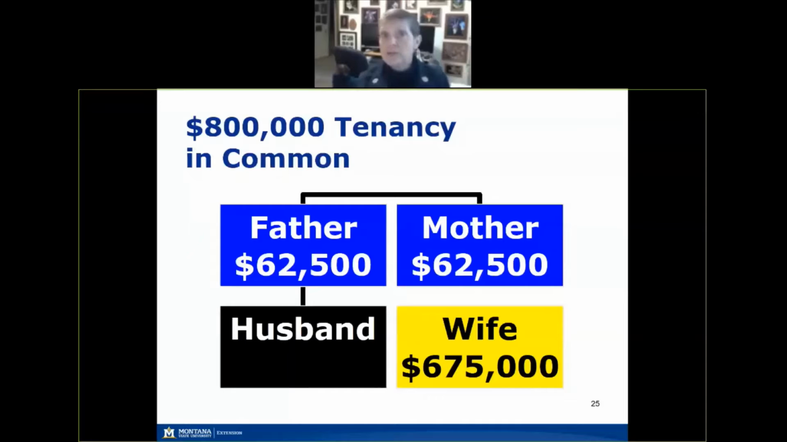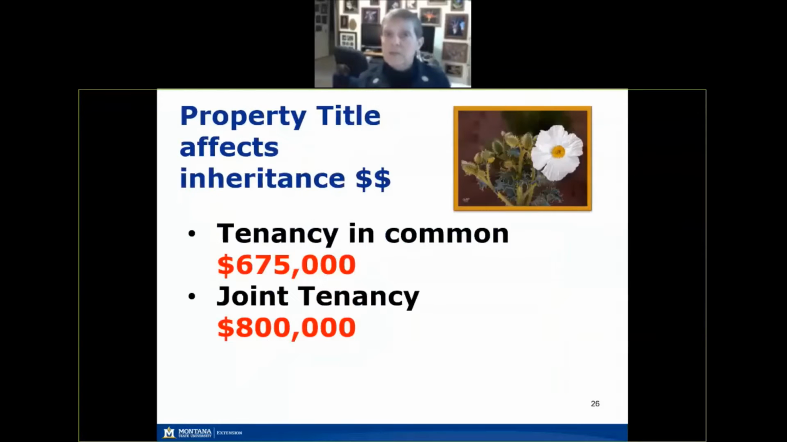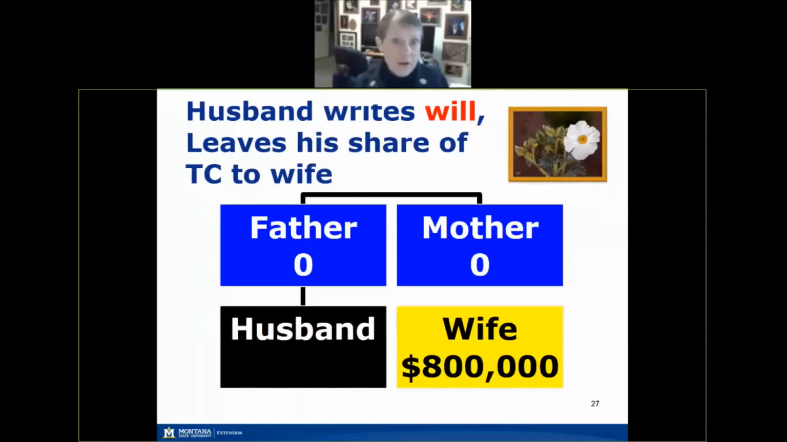And his mom and dad are going to receive 62,500 each. Now, you see, what the husband can do is write a will, if he wanted to, and be able to leave that to his spouse. So you see, how you have your property titled has a big impact on the dollar amount that your heirs are going to receive. So in this case, we can see that the surviving spouse could receive 800,000 if it's joint tenancy with right of survivorship, but only 675,000 if the property is held as a tenant in common.